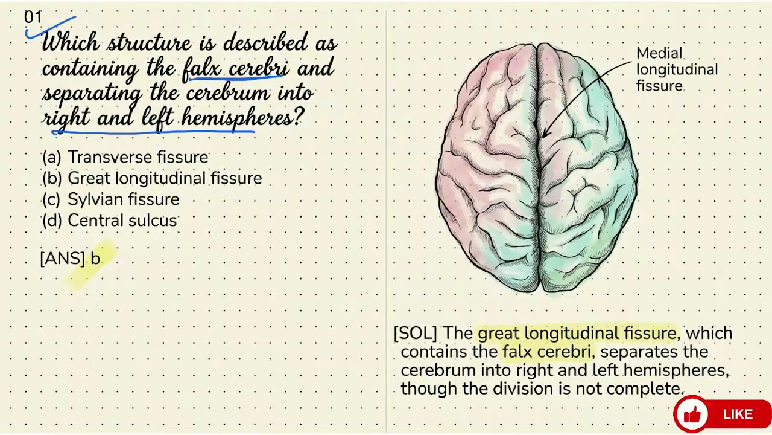That means which part of the brain contains falx cerebri? It is a folding of the dura mater, and which part will separate the entire cerebrum into two hemispheres? So this longitudinal fissure, the medial longitudinal fissure. Transverse fissure, great longitudinal fissure, Sylvian fissure, central sulcus. The correct answer is the great longitudinal fissure.